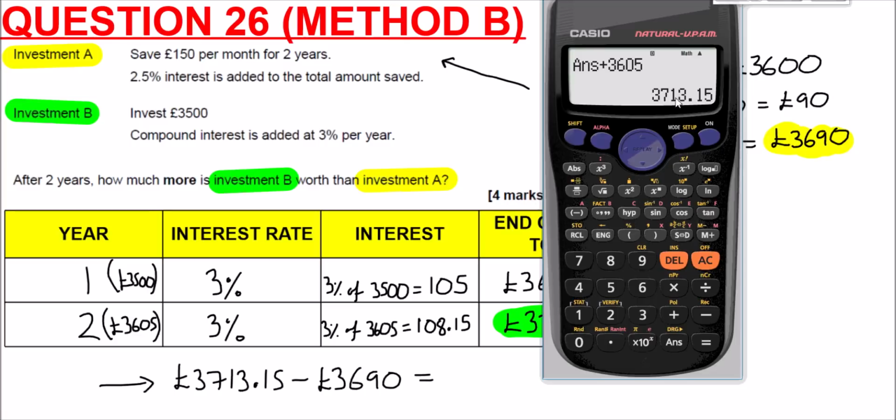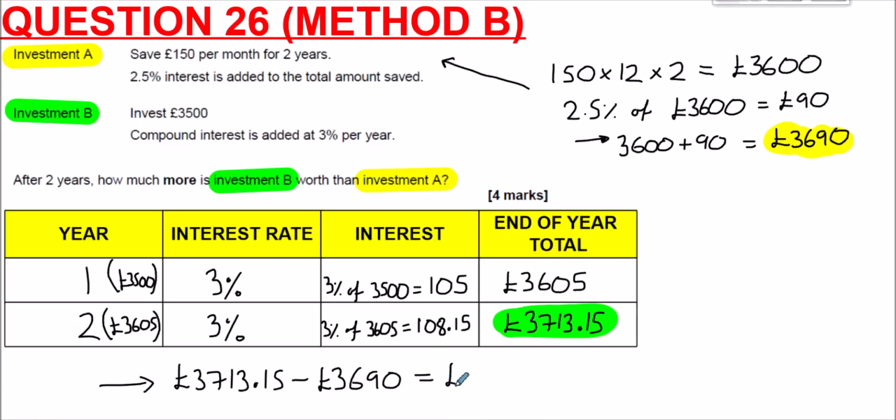So £3,713.15, subtract 3690, and we get £23.15. And so whether you use method A before or method B, we should find that the difference between these two investments, the answer is £23.15.